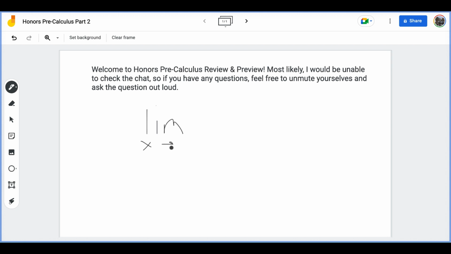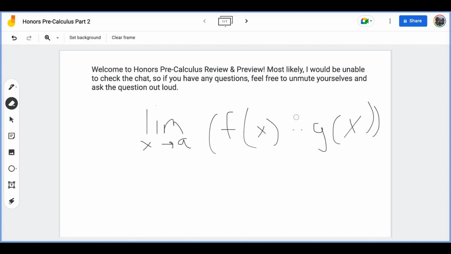Let's say x goes to a, and we have f of x plus g of x. That's equal to the sum of the separate limits. If we have f of x minus g of x, or times or divided by, it would be those respective operations as well. So it could be times, it could also be divided by. Just make sure that g of x does not equal 0, so you have to specify that in the domain.